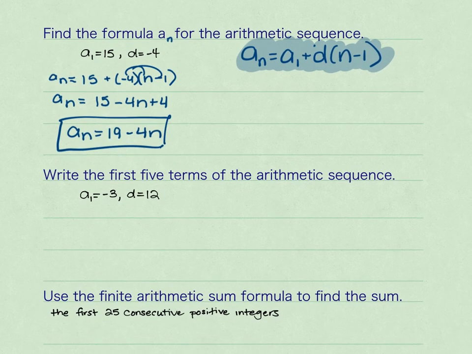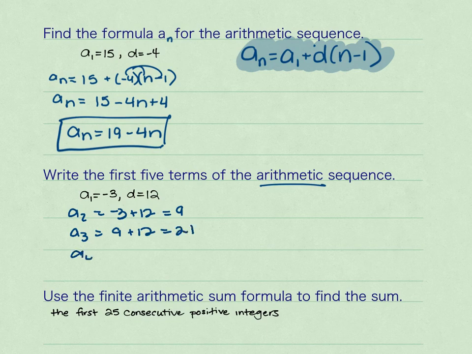Okay, it says write the first 5 terms of the arithmetic sequence. That means we're going to add. So a2 would be negative 3 plus 12, which is 9. a3 is 9 plus 12, and keep going until I've got my 5 terms. So negative 3, 9, 21.